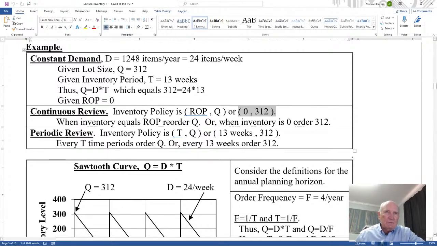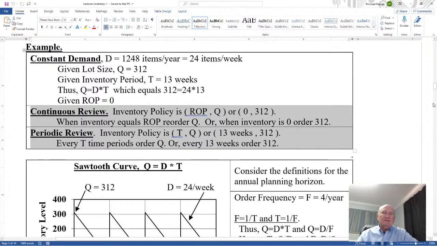The periodic review is a little bit different. The lot size is the same, but the first number is the inventory period, and that's a time. That's the time between orders. So the ROP tells you when to order, when it reaches 0, but the periodic review system tells you the time: every 13 weeks place an order. And what you place is 312. So every T time period order Q, or every 13 weeks order 312. These are the two ways that we will express an inventory policy.